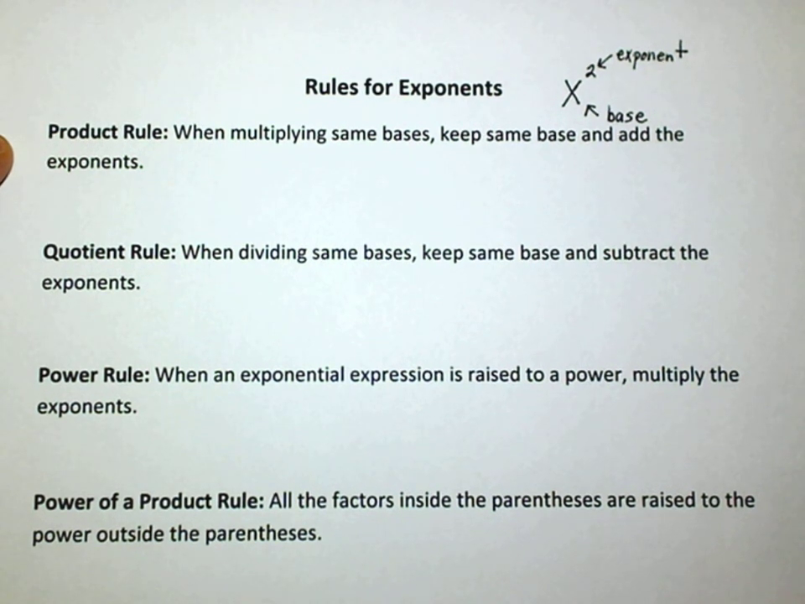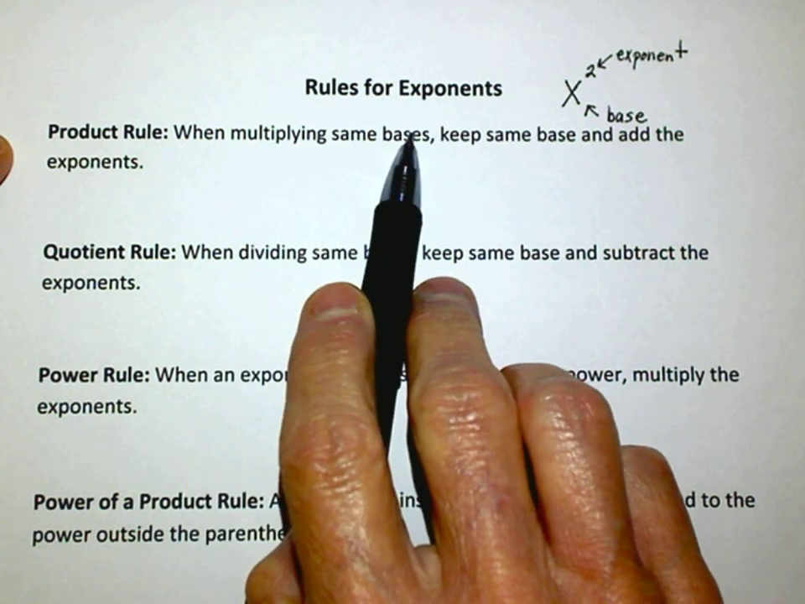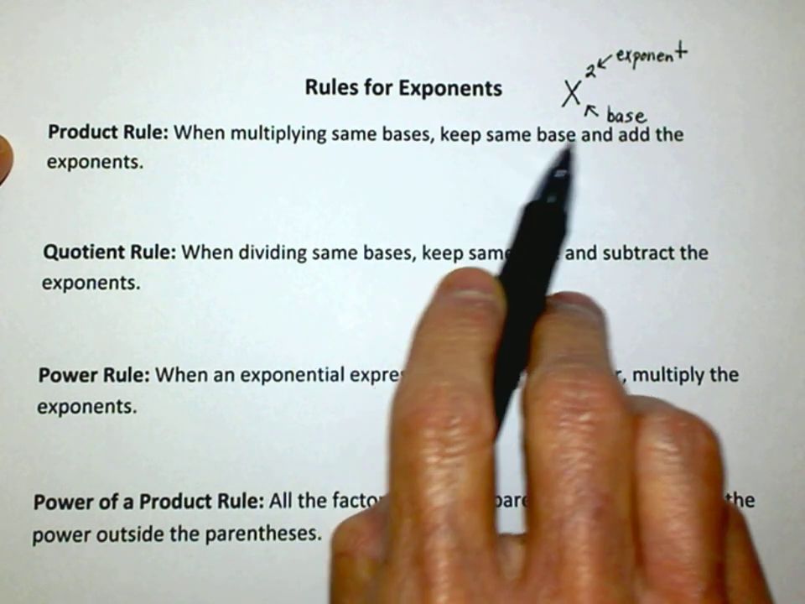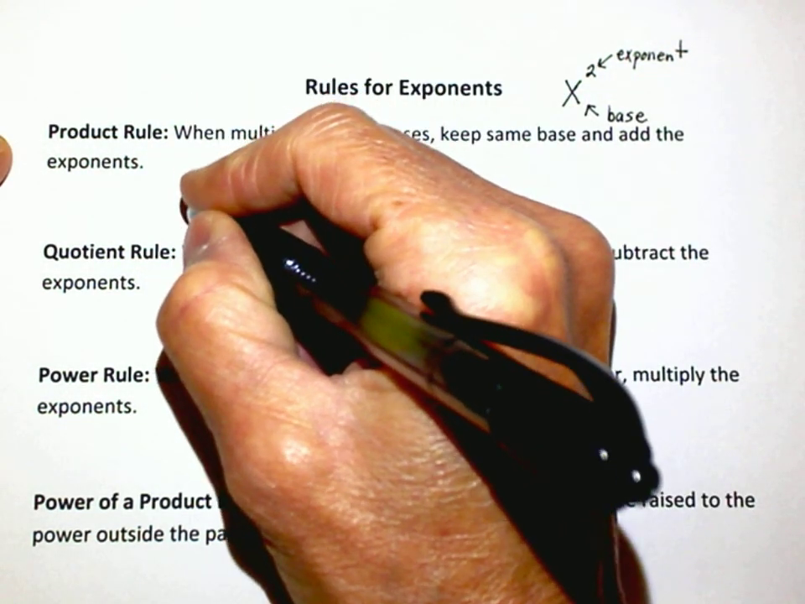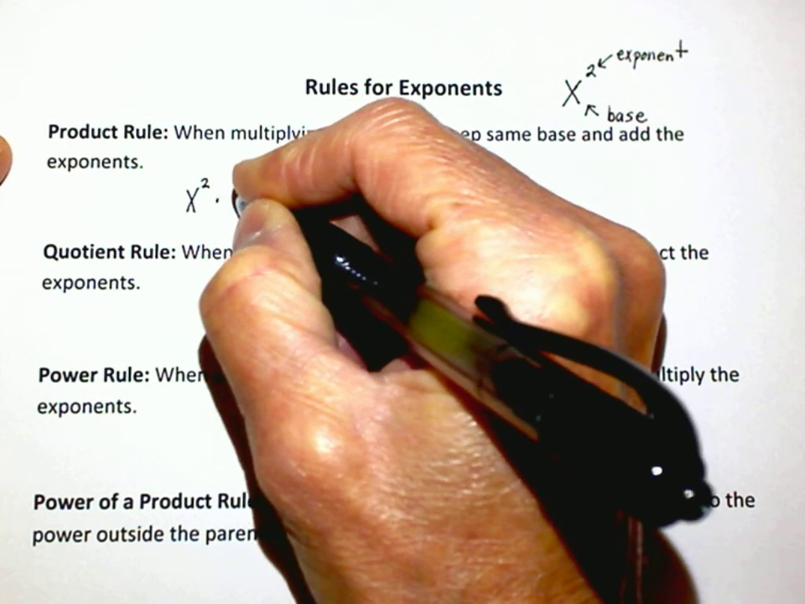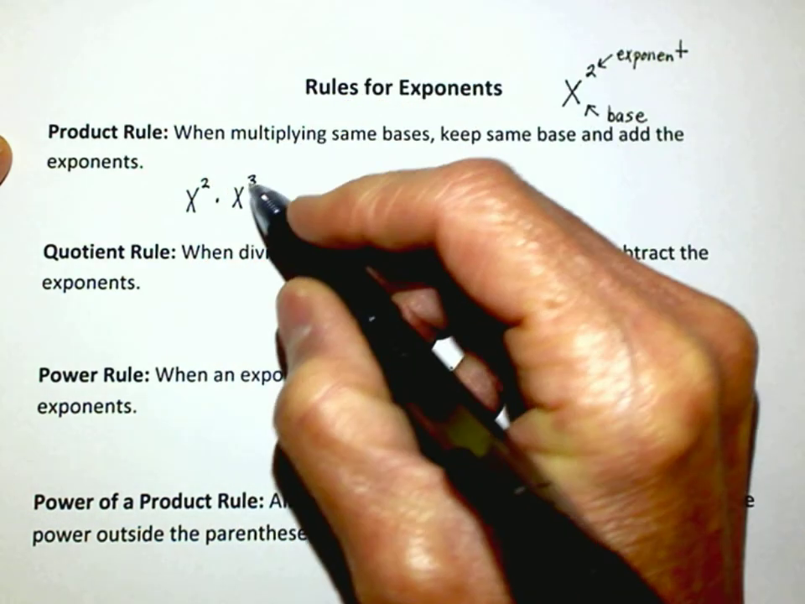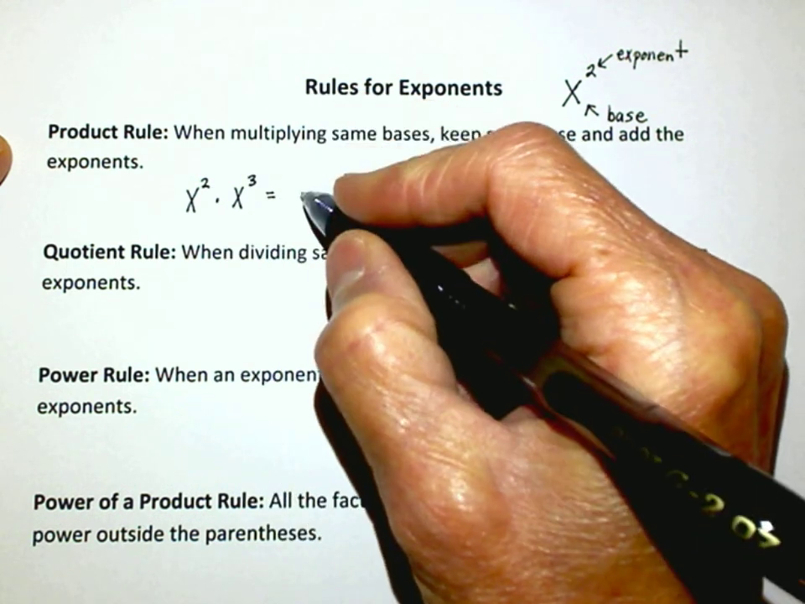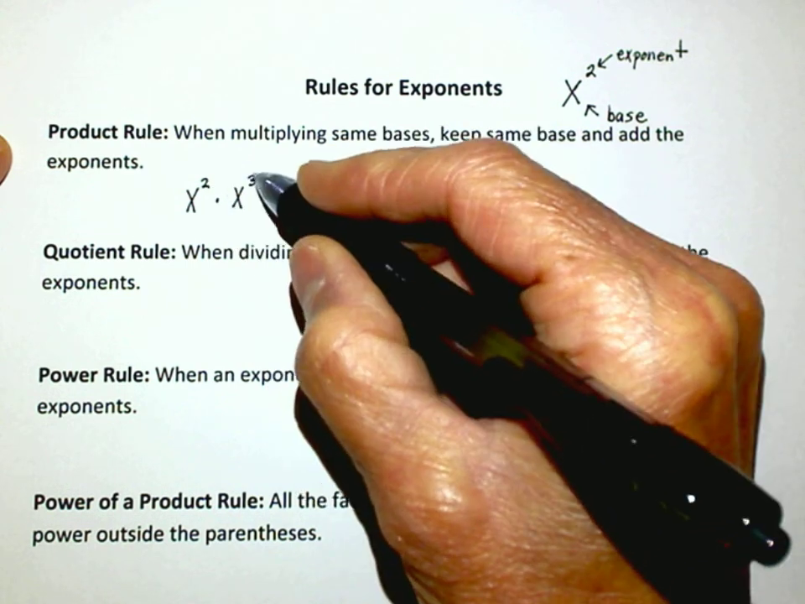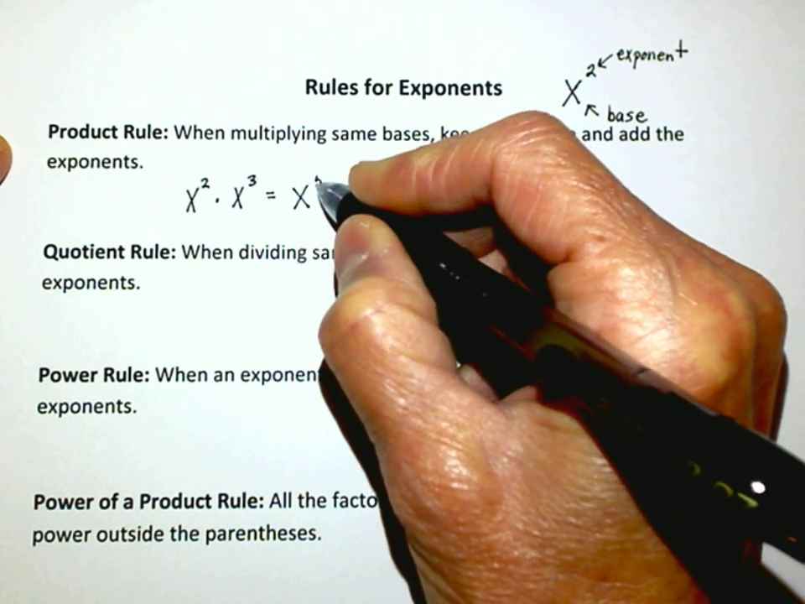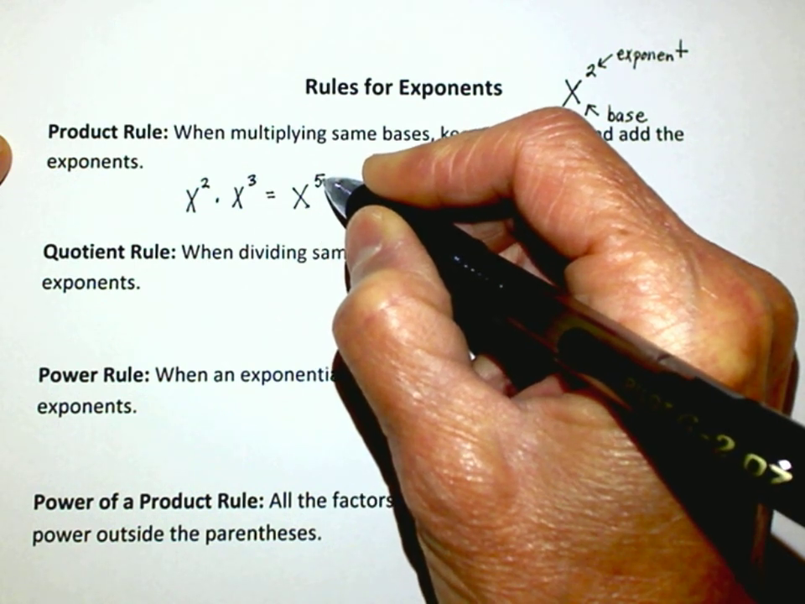The product rule tells us that when we multiply the same bases, we keep the same base and add the exponents. For example, x squared times x cubed means that I have to add these exponents. Gives me x to the 2 plus 3, which is 5. Keep the base, add the exponents.